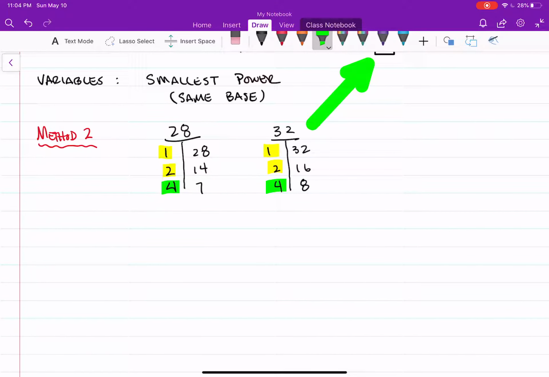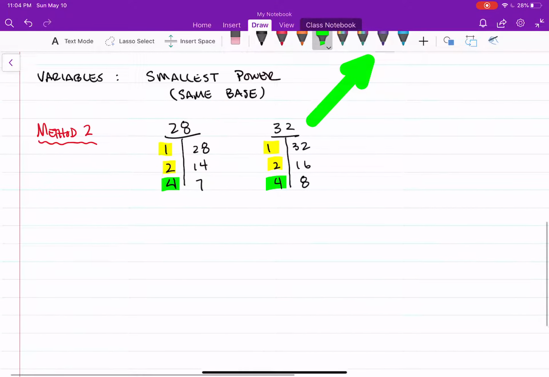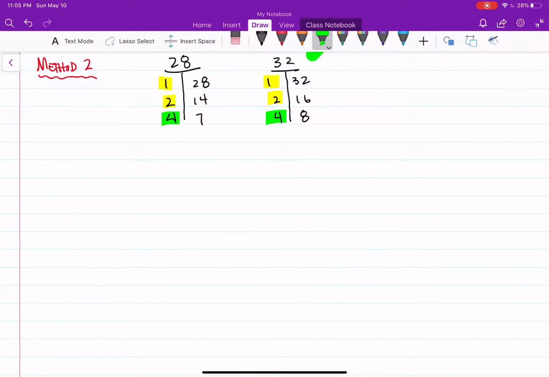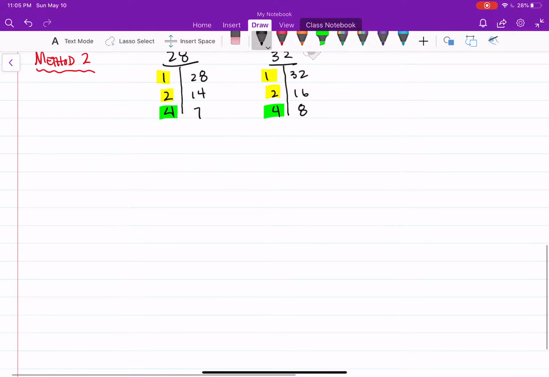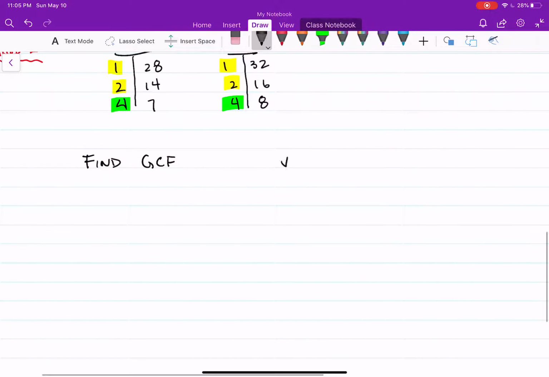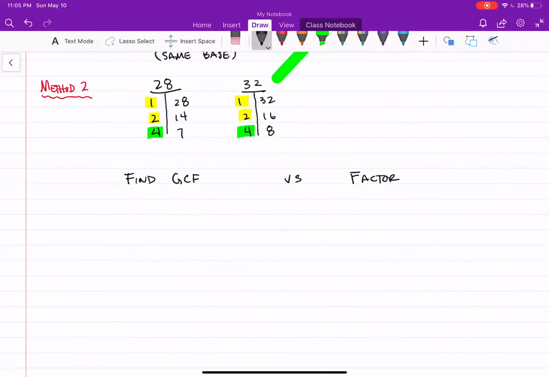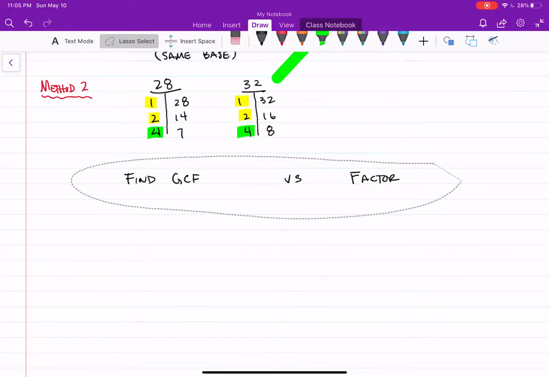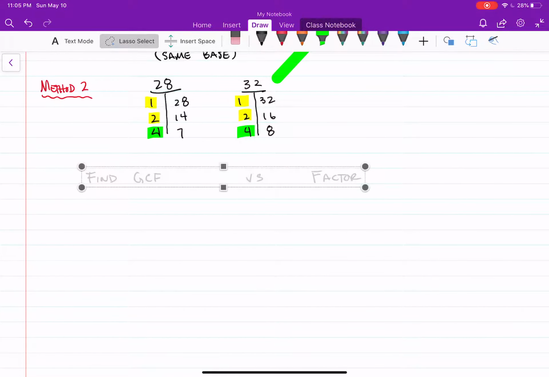All right, so you might be asked to find GCF. Some problems are going to have you find GCF, and some of them are going to ask you to factor. Okay, and obviously you need to know the difference of those two things. So let's talk about the difference of those two things.